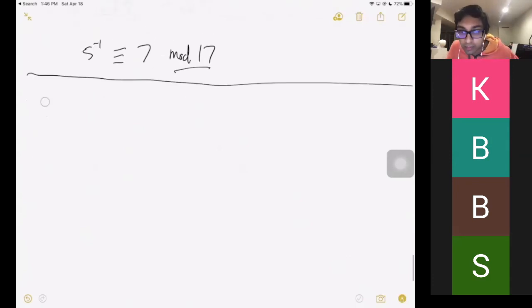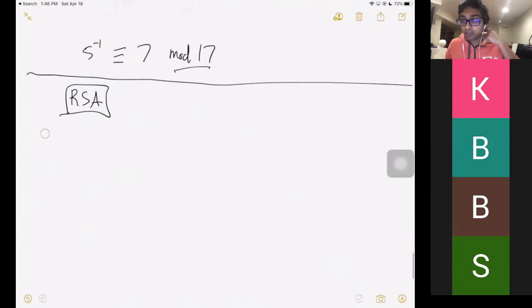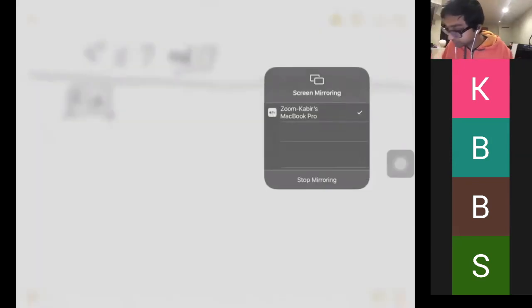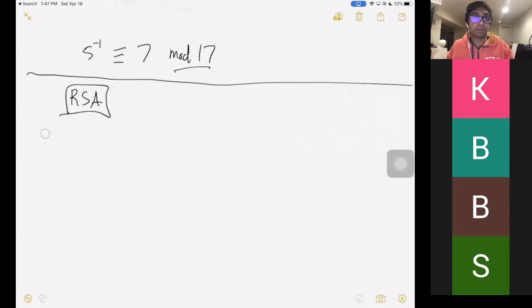Oh, the drawing on my screen is laggy. I tried to optimize. Is anybody else feeling that my drawing is kind of laggy? Oof. Okay, is there anything you think I can do to help that problem? I can stop sharing and reshare. Okay, I'll try that. Let's see how this works.